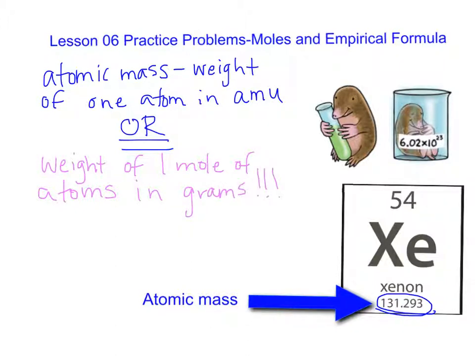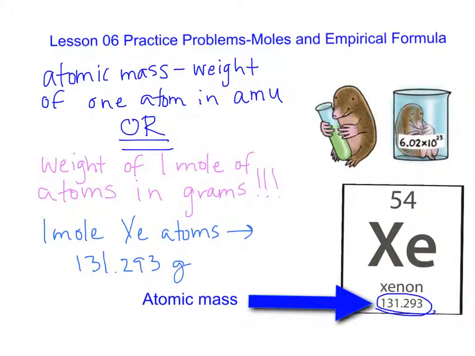And this is what's really, really important, this right here. So 1 mole of xenon atoms will weigh 131.293 grams. So 1 mole of xenon atoms weighs 131.293 grams.